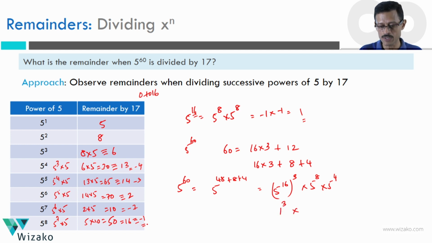5 power 8, we computed the remainder to be equal to minus 1. Let's use that here. 5 power 4, let's go with the negative remainder. It's a better remainder in this case. So this is equal to minus 4. So the final answer is equal to 4.